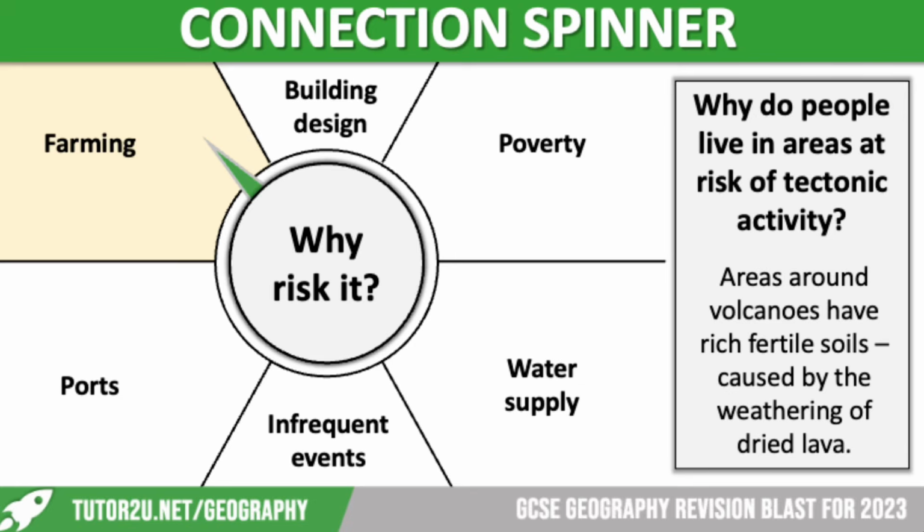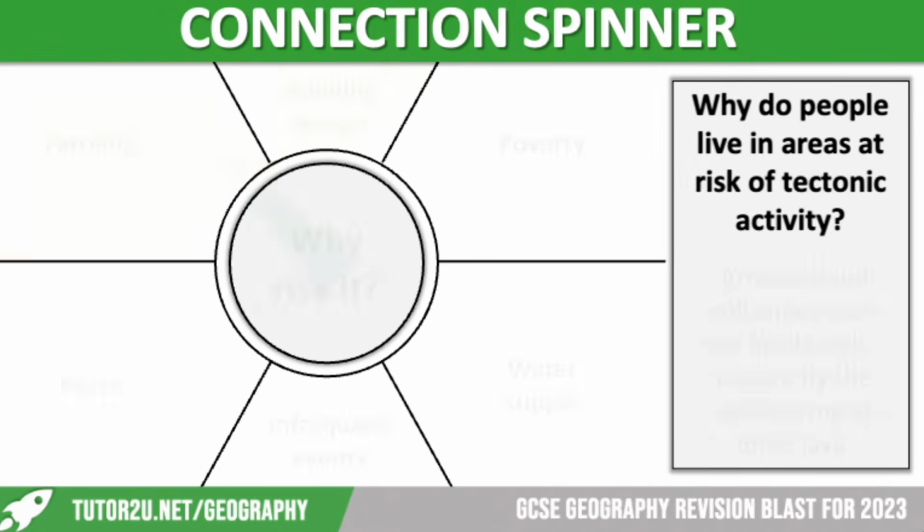So areas around volcanoes have really rich fertile soils, which is caused by the weathering of dried lava. So although it is very risky to live there, after a volcanic event, then you will have the benefit of those soils becoming richer and more fertile, so therefore more people can grow on them. However, there is also obviously a huge risk of a lava flow wiping out all the crops in the first place.